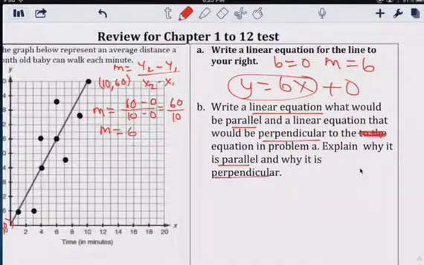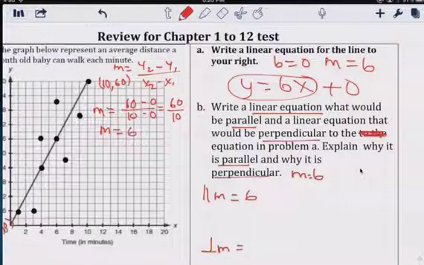Okay, we know that slope is 6. So for it to be parallel, the slope has to be 6, and the y-intercept can be anything. For perpendicular, the slope has to be opposite. This slope is positive, so the opposite is negative, and reciprocal, flip it, the reciprocal of 6. So B doesn't matter what B is. For parallel, B can't be the same. It has to be anything but 0.